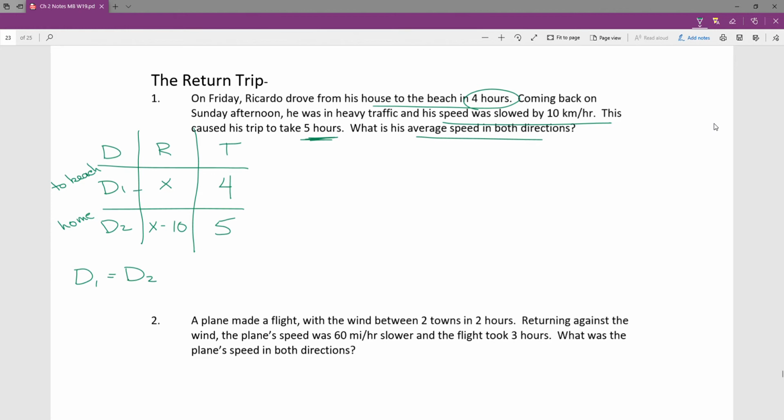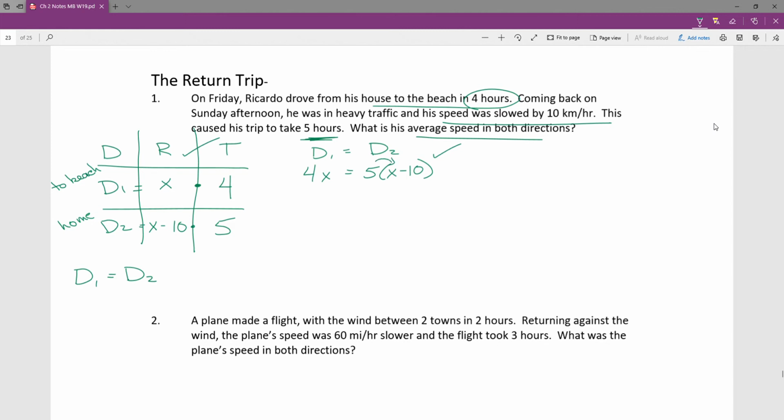So now we know that distance is rate times time. And so I'm starting over here. Distance 1 will equal distance 2. I should have put it at the top so I could build it up. So distance 1 is 4 times x because it's rate times time, and this one would be rate times time, or 5 times x minus 10. So now I've got my let statements and I've also got my equation.